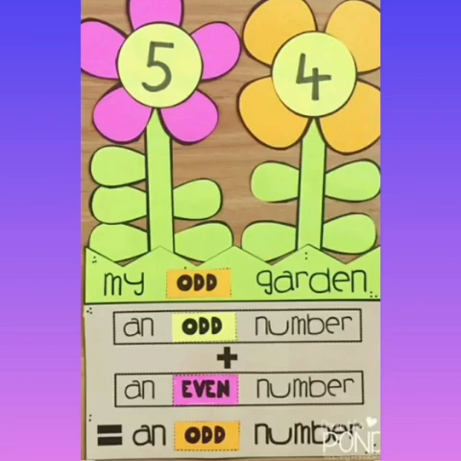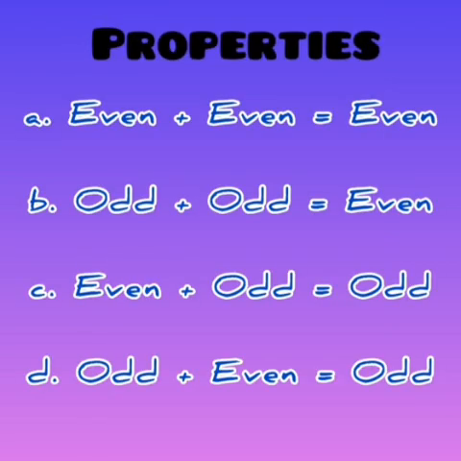Over here, 5, which is an odd number, when added to 4, an even number, gives me the sum of 9, which is an odd number. So my rule is that when an odd number is added to an even number, it gives me an odd number. Let's take a quick recap of the properties of even and odd numbers.